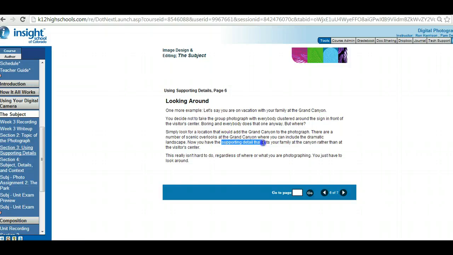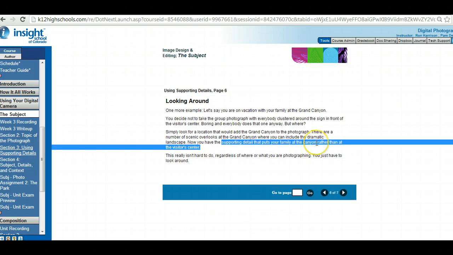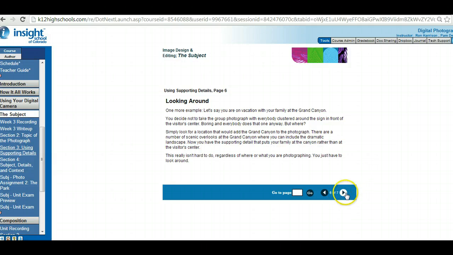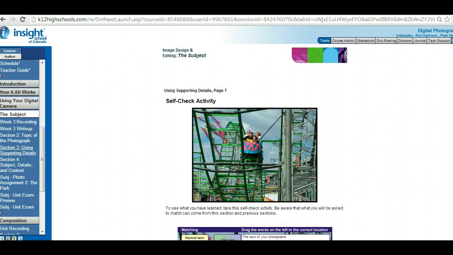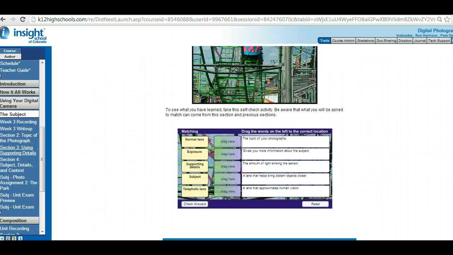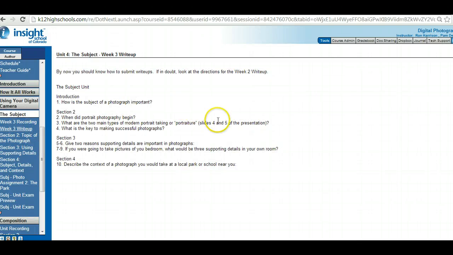That would give a lot of supporting details of your family rather than going to the visitor center and taking a picture. So think about supporting details. It's really important to give substance to the picture. Little self-check activity, so see what you know about that. So do that. And on that one write-up question, I said here, if you're going to take pictures of your bedroom, what would be 3 supporting details in your room, or something that would stand out to give people a picture of your room?